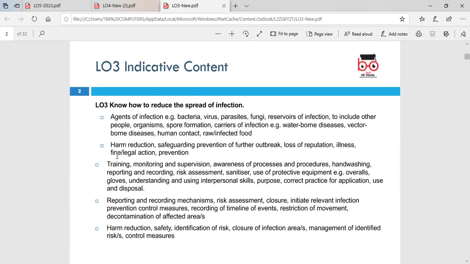I've talked about this. Harm reduction. How do we reduce harm? How do we safeguard and prevent further outbreaks from happening? How do we prevent loss of reputation, illnesses, fines and legal actions, and prevent all these harms? How training, monitoring and supervision are important for harm reduction, for reducing the spread of infection. Reporting and recording mechanisms, how important are they, and what is their role? Harm reduction, again, will be discussed in detail.